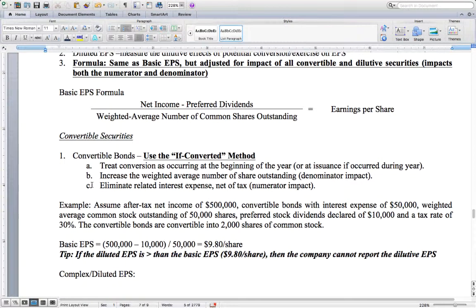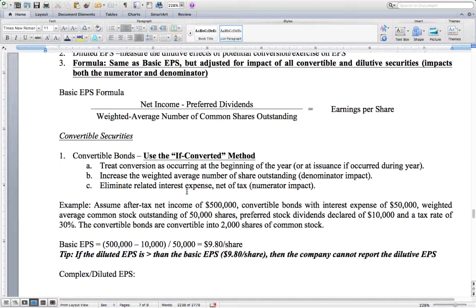For convertible bonds, you need to treat this under the if-converted method. Therefore, you need to assume that this conversion has occurred at the beginning of the year, or at the issuance if it occurred during the year. This has two impacts on the formula. It will increase the weighted average number of shares outstanding, because you are converting from bonds to common shares, similar to what we went through previously in this chapter.